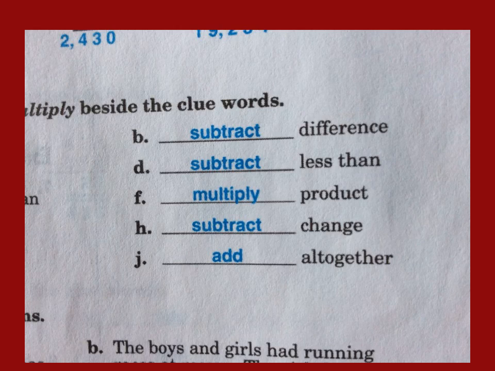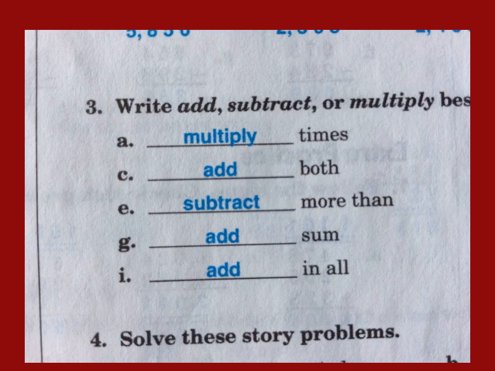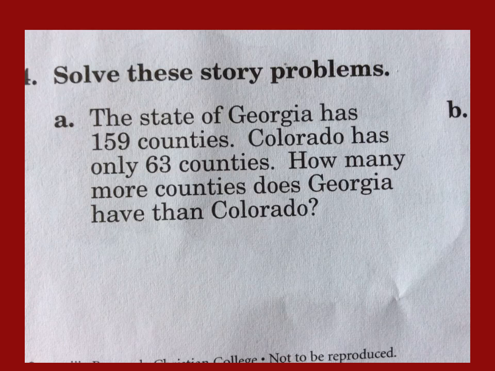Okay, 4A, we'll do these story problems. 4A says, the state of Georgia has 159 counties. Colorado has only 63 counties. How many more counties does Georgia have than Colorado? To figure this out, we look back at E, more than. What do you think we have to do? We see more than, we have to subtract. We're going to subtract our two numbers.